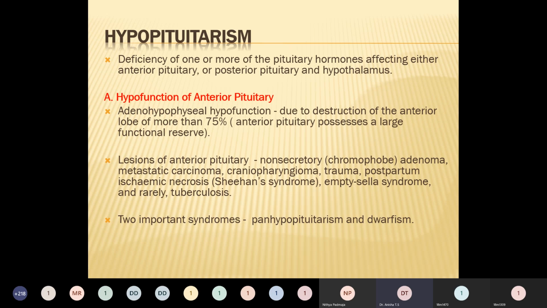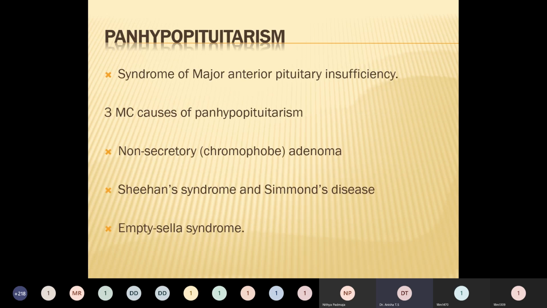Now let's come to what happens when pituitary hormones are not secreted at a normal level, that is hypopituitarism. When they do not function normally, it's called hypopituitarism, where they secrete very little hormone. Hypophyseal hypofunction can be because of some problem with the anterior pituitary, where majority, like 75%, of the anterior pituitary is lost or destroyed, or a tumor sitting on it destroys it and does not let it secrete. Or it can be lesions in the anterior pituitary, like I told you: a non-secretory adenoma, or metastatic carcinoma from somewhere else sitting there and preventing the anterior pituitary from secreting hormones.